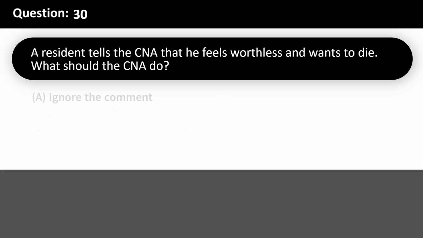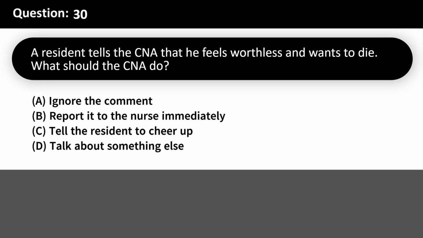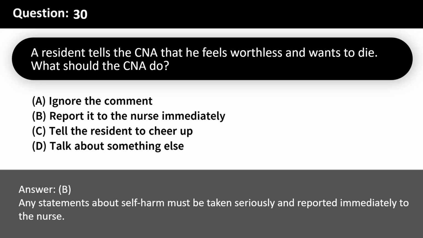A resident tells the CNA that he feels worthless and wants to die. What should the CNA do? A. Ignore the comment. B. Report it to the nurse immediately. C. Tell the resident to cheer up. D. Talk about something else. Answer: B. Any statements about self-harm must be taken seriously and reported immediately to the nurse.